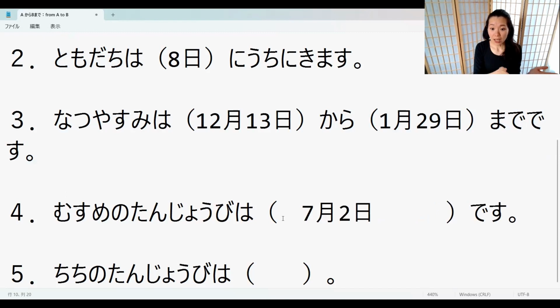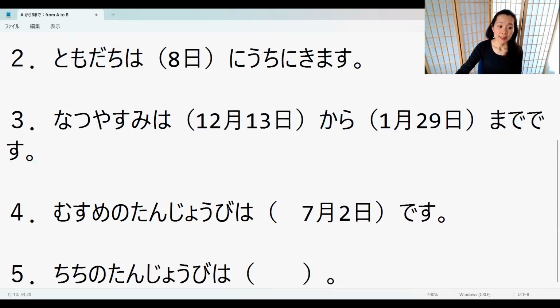So that's how we say the 2nd of July: 7月2日です。娘 means daughter, my daughter. 誕生日 is birthday. Then です makes it a polite overall sentence. Let's practice, repeat after me. 娘の誕生日は7月2日です。Good. It's important to practice together.